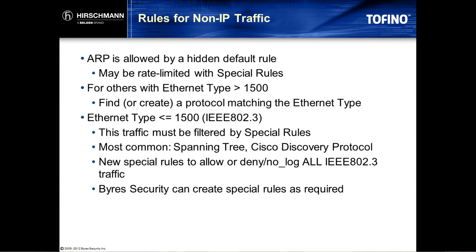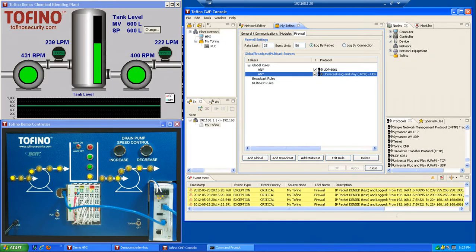Most non-IP protocols have an Ethernet type number that is greater than or equal to the value of 1500. For those protocols, rules can be created directly using the normal mechanism that we've already played with. I'll give you an example.